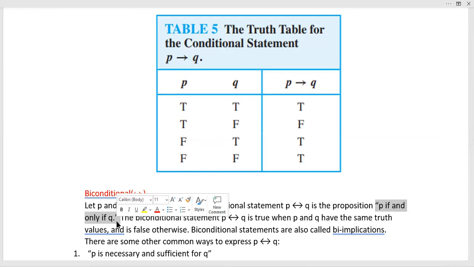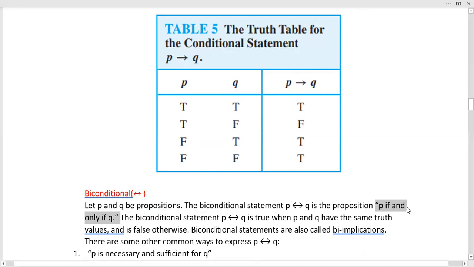If the left side is true, then the right side is also true. If the left side is false, then the right side is also false. If the right side is false, then the left side is also false. So both sides will happen here. This is the difference between the conditional and biconditional. This is the meaning of if and only if. Symbolically, it is denoted by the both-side double arrow.